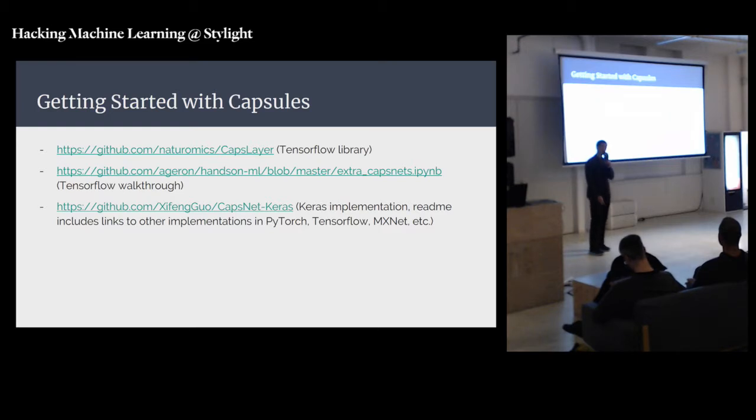Actually, it's by Aurélien Geron, who wrote, I think, I forgot his book. It's an O'Reilly book, an introduction to machine learning with TensorFlow and scikit-learn. So, very good source there. I think there's also a couple of YouTube videos that accompany the notebook. And finally, Shifeng Guo, in his Keras implementation, the README is a really good source of other resources because he kind of lists out all the other implementations.